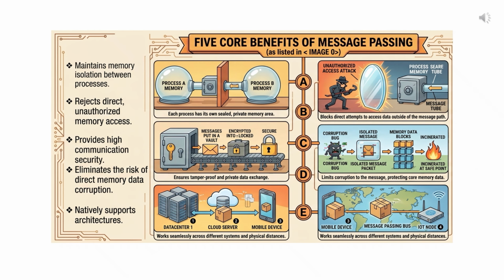Now, let's understand why message passing is so important. Modern operating systems run many processes simultaneously. These processes often need to exchange information while remaining completely isolated for security reasons. Allowing unrestricted access to another process's memory would create serious security risks and system instability. Message passing solves this problem. It provides a structured and secure communication mechanism where the operating system controls every message exchange between processes. This keeps applications independent while still allowing them to cooperate efficiently.